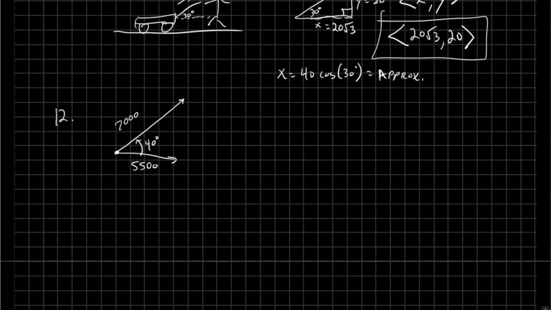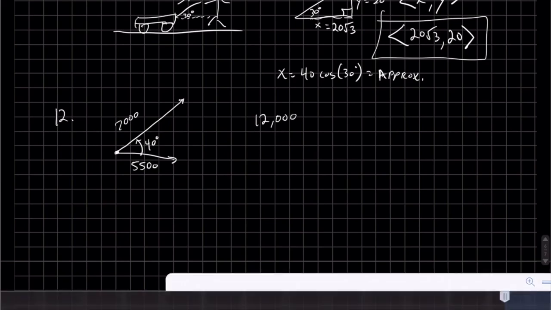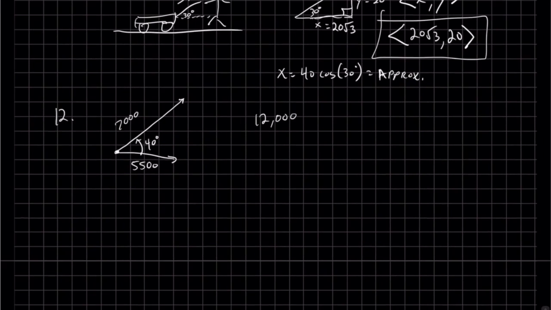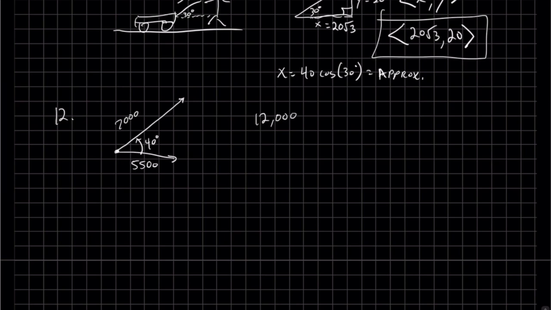So assuming the farmer's estimate needs 6 tons of force, I think they said that was 12,000 pounds. So that's what we need. So I want the resultant vector, basically the sum of these forces. So to add them, I want to translate this 5,500 vector here.